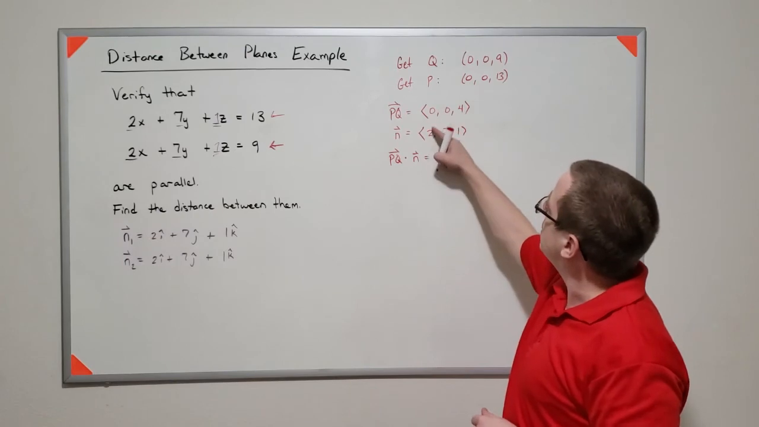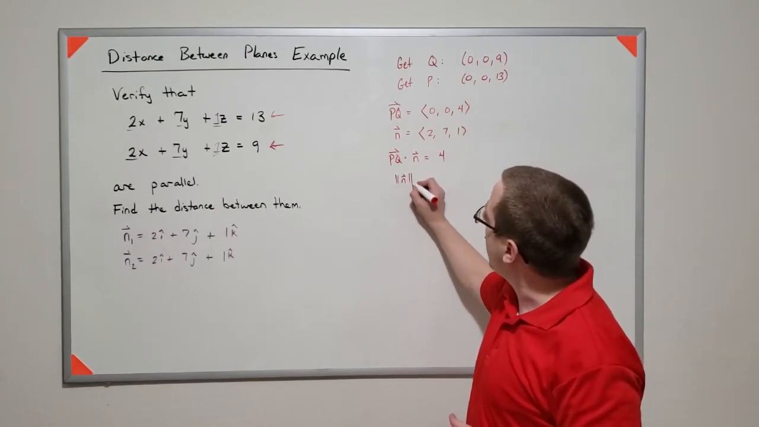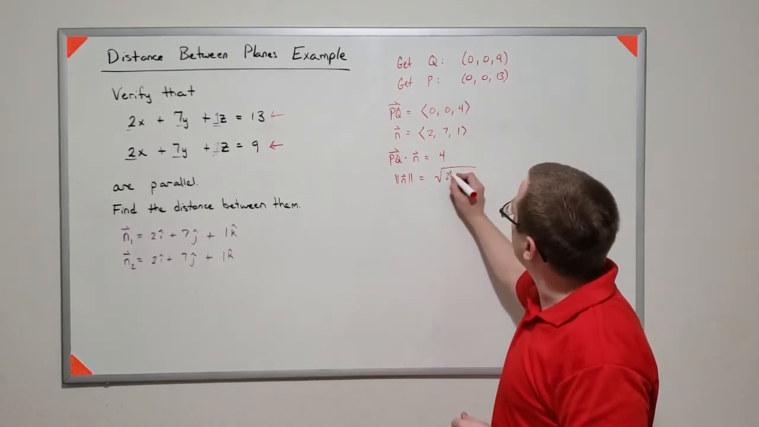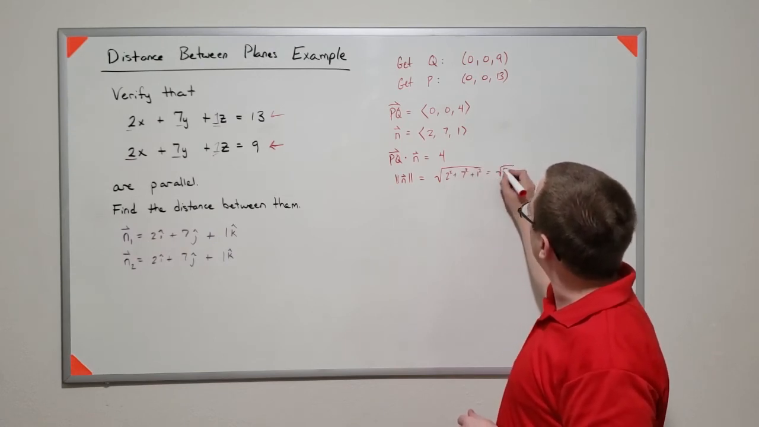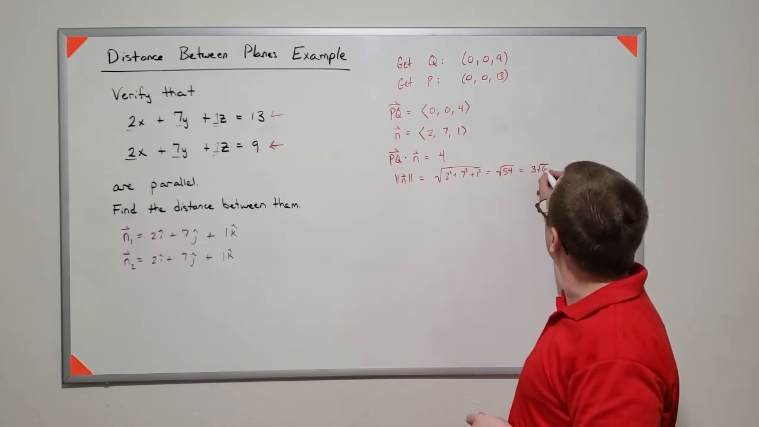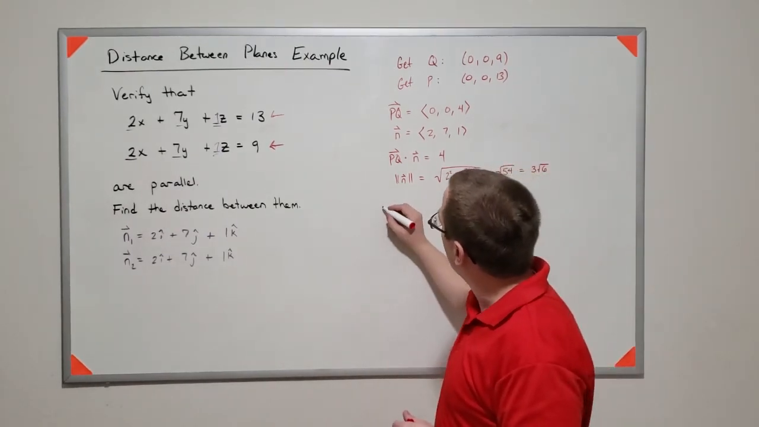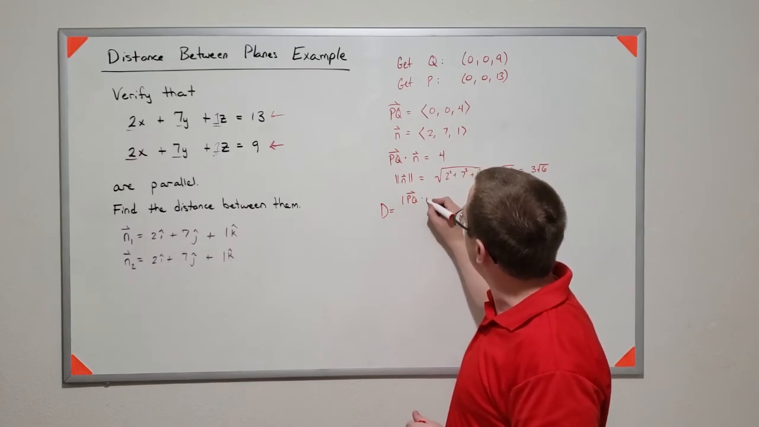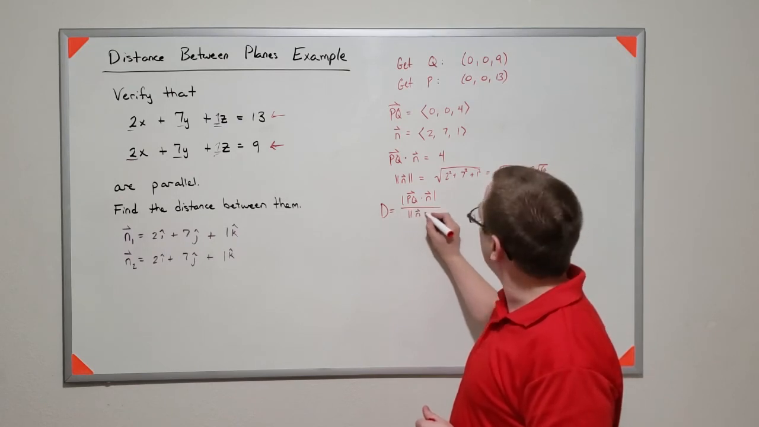And that gets me 0, 0, 4 dotted with n. And then we can find the magnitude of n. And that's the square root of 2 squared plus 7 squared plus 1 squared, which is the square root of 54, which is 3 square root 6. So then our distance is the absolute value of PQ dot n over the magnitude of n.